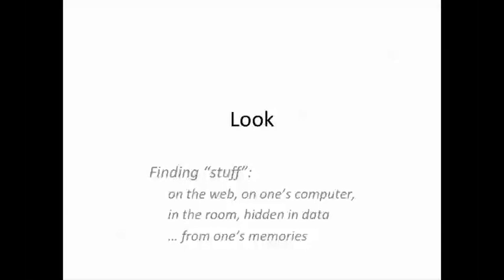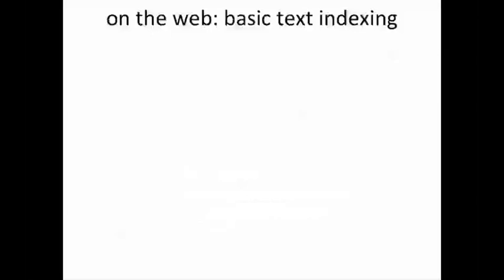But on the web, finding stuff is about finding documents. Let's see how that happens. When we want to look for documents on the web, we type in queries into a search box. And somehow, miraculously, those documents which best match our query turn up. The technique that makes this possible is called text indexing. And let's illustrate that with an example.